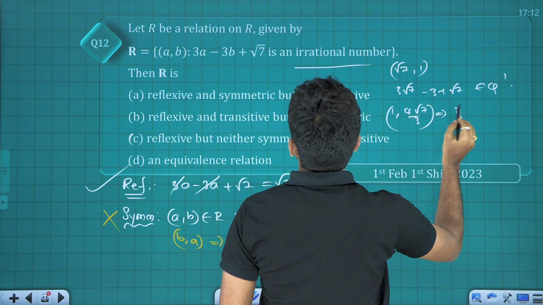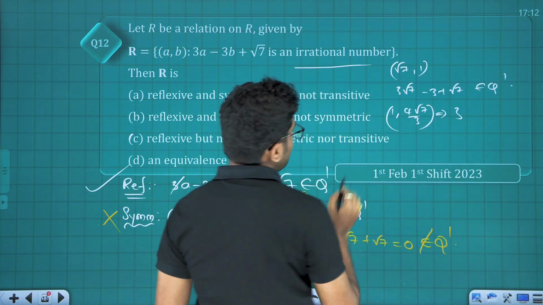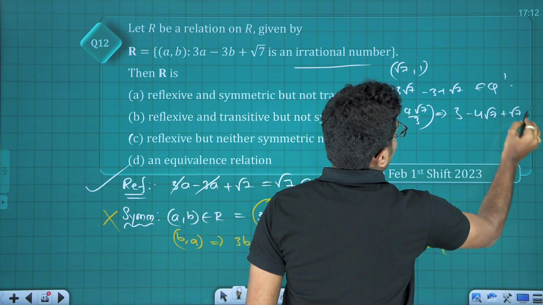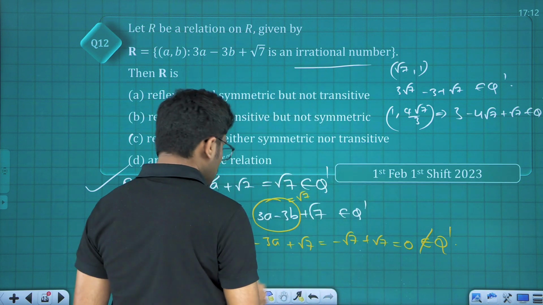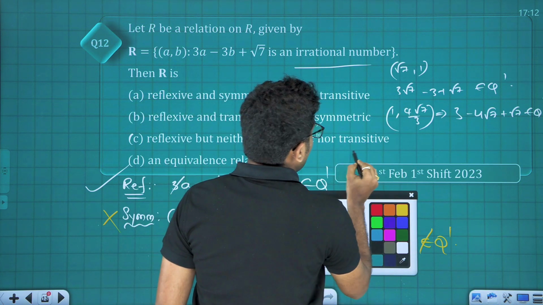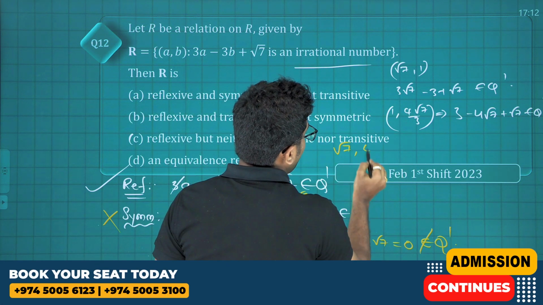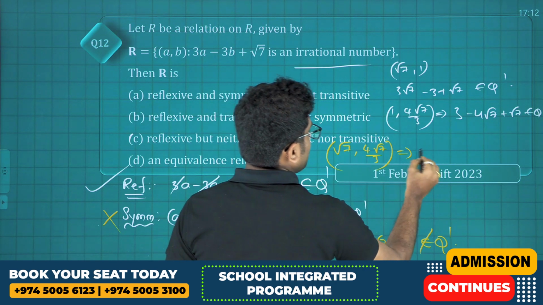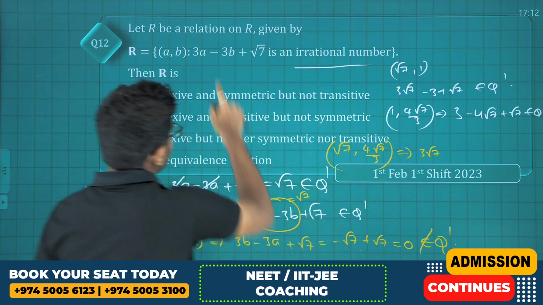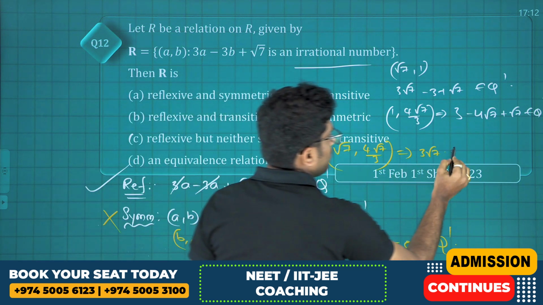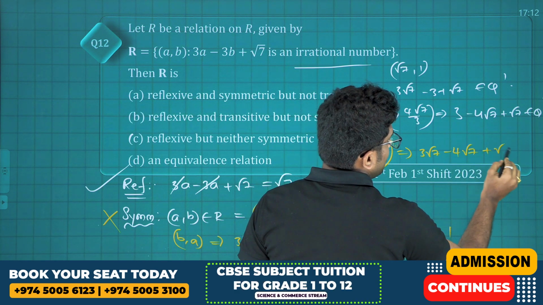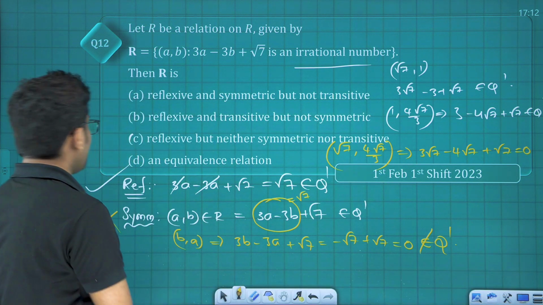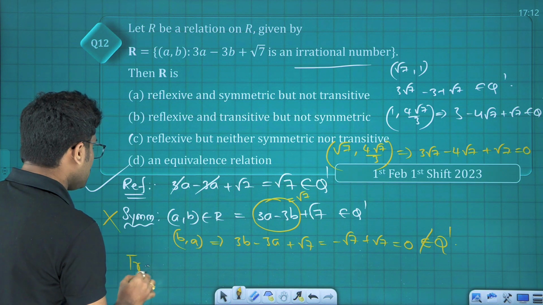1 means 3 minus 4 root 7 by 3, that is minus 4 root 7 plus root 7, which is again an irrational number. Now what about root 7 comma 4 root 7 by 3, friends? Clearly 3 into root 7, 3 root 7 minus 3b, the 3 gets cancelled, minus 4 root 7 plus root 7. This is 4 root 7 minus 4 root 7, which is 0, which is not transitive. So clearly it is not transitive.